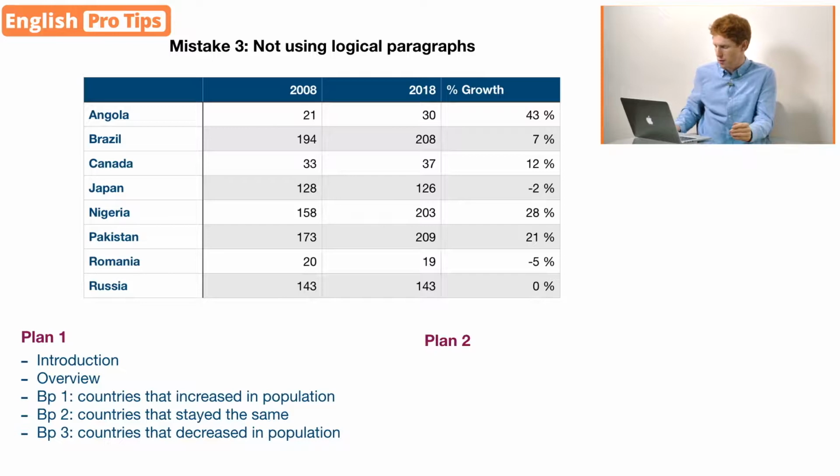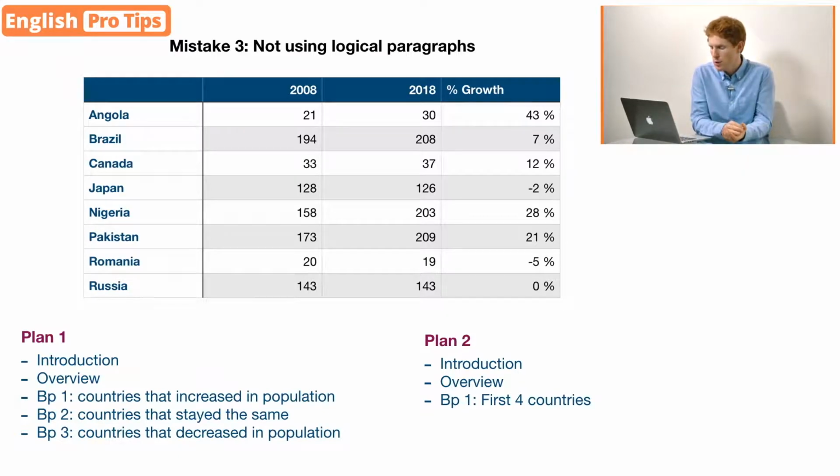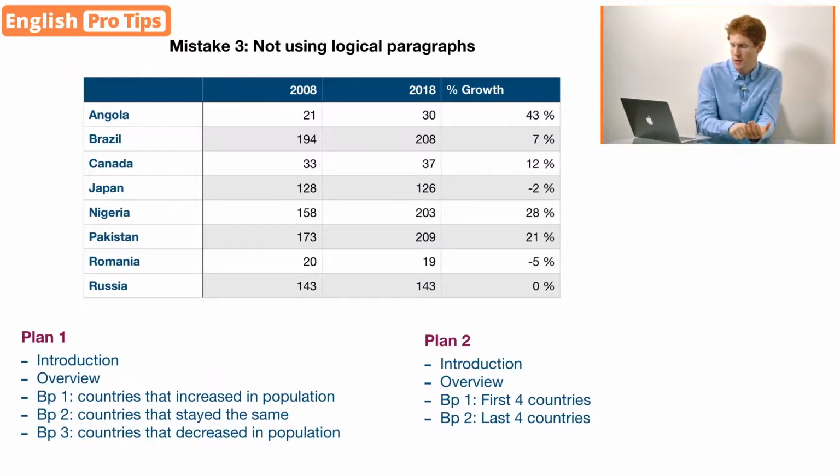Now look at plan 2. We have an introduction, an overview, so far the same. Now in body paragraph 1, we look at the first 4 countries, so Angola, Brazil, Canada, and Japan. And in body paragraph 2, we look at the last 4 countries, so Nigeria, Pakistan, Romania, and Russia. In this plan, we only have 4 paragraphs. Now, which one would you choose?